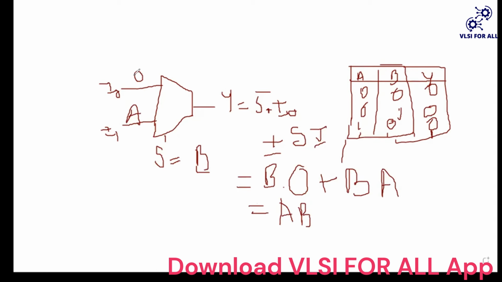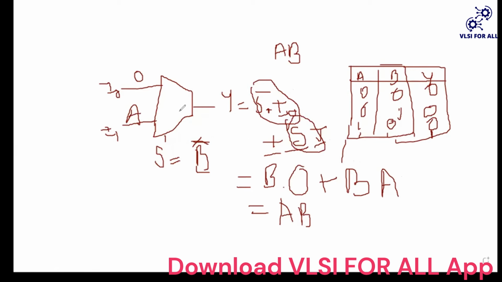Why did we take 0 here? Because we don't want B bar in the circuit. In the formula of AND gate we have only AB, and we don't want B bar. So we make it 0 so that the B bar term will automatically get cancelled. So we are taking only the term of B. And what is the formula of AND gate? A into B. According to that formula, this term will be 0, and this term will give A into B. In that way, we can design an AND gate using mux.